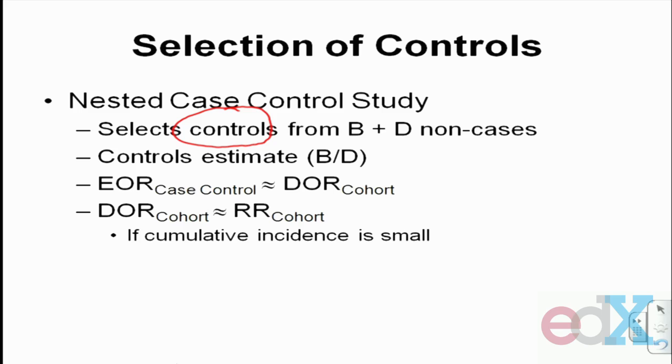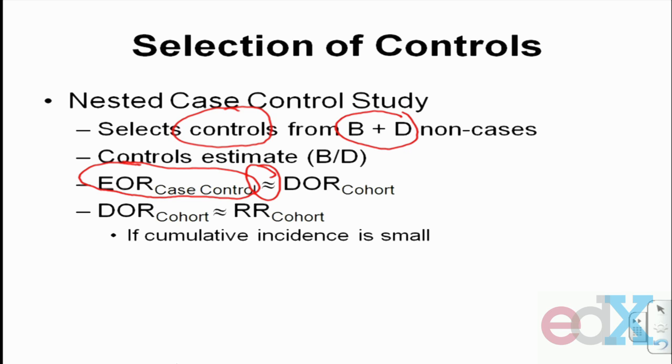So what you're going to do is select controls from your universe of all potential controls, all the non-cases, the people who did not develop disease in your closed cohort. You're going to be measuring exposures among the cases and controls. You're going to be calculating an exposure odds ratio. I'll show you that in a second. And that exposure odds ratio should estimate what the disease odds ratio would have been in your original closed cohort if you measured exposure status on all the potential controls.